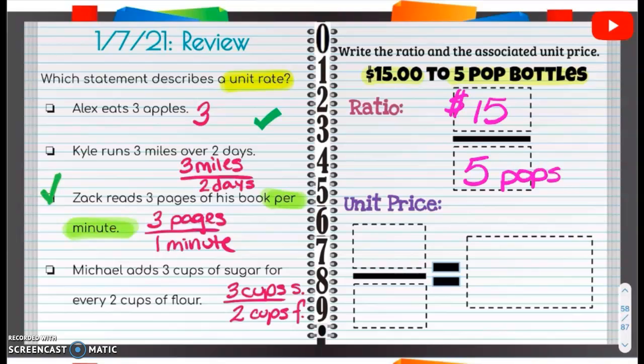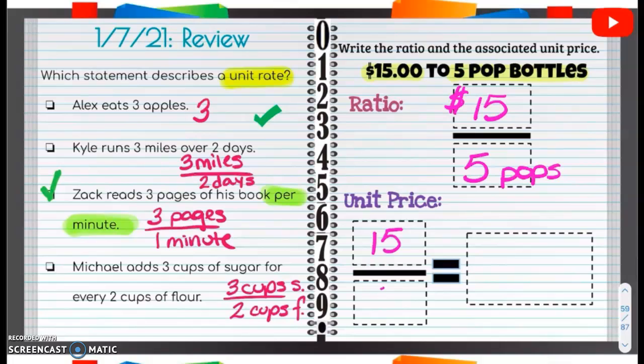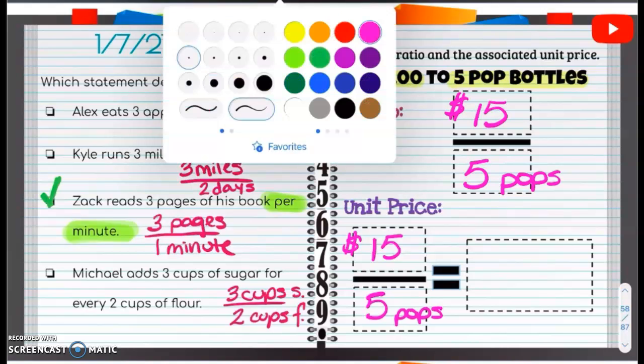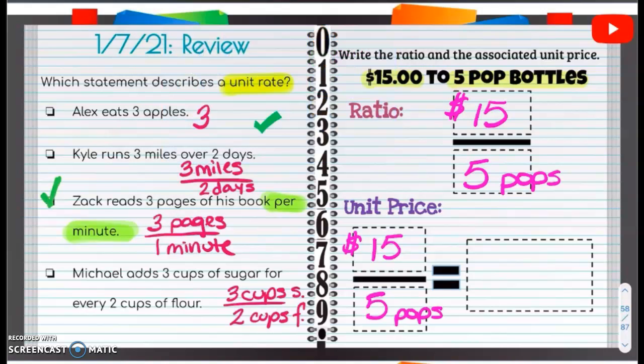I'm going to put 5 pops. So $15, 5 pops. No, not like a grandpa or dad pops, like the pop you drink. So 15 divided by 5. Oh, 15 divided by 5 is 3. So it's going to be $3 per bottle of pop. Or you can put per pop. I'll put per bottle of pop.